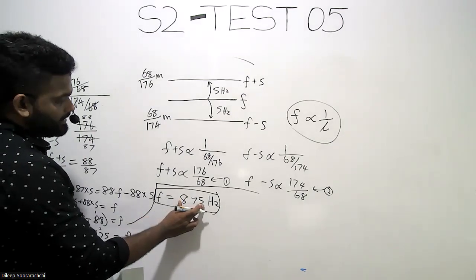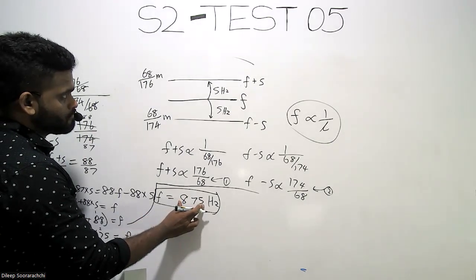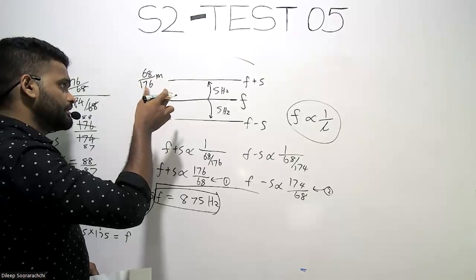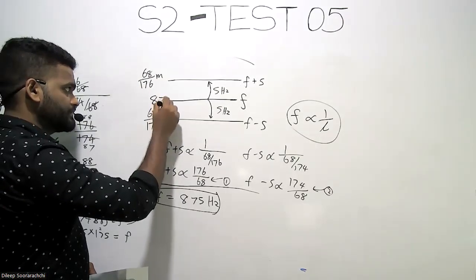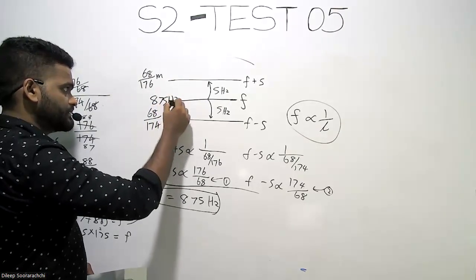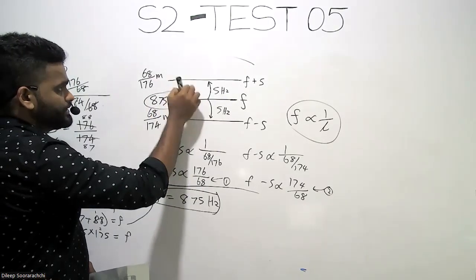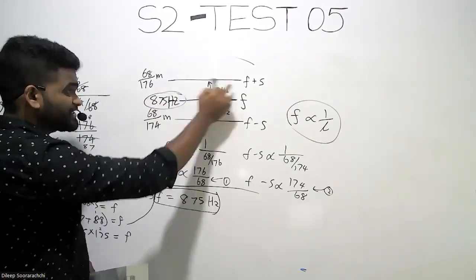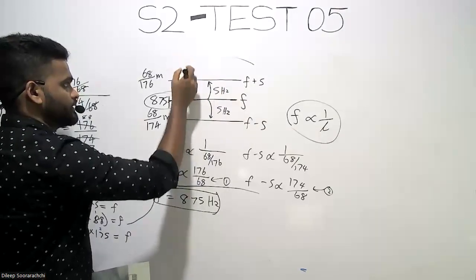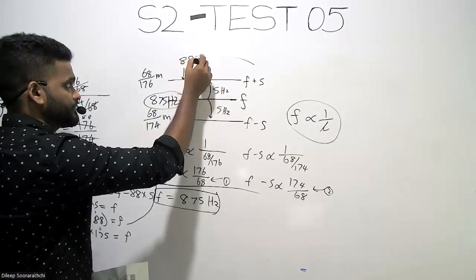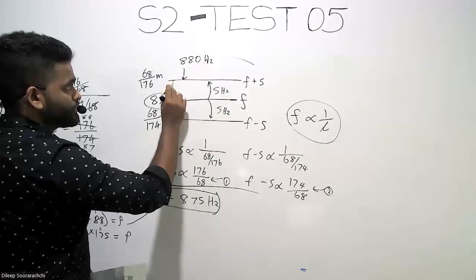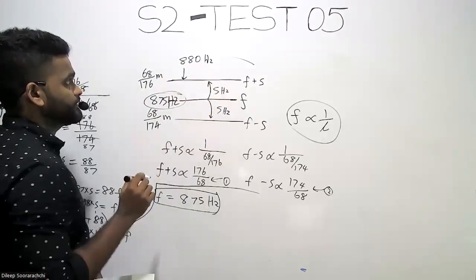That is 875. Then I'm going to apply. So we found that the 875 hertz frequency of this. Then the frequency of this should be 875 plus 5, so it should be 880. Frequency of this should be 880.